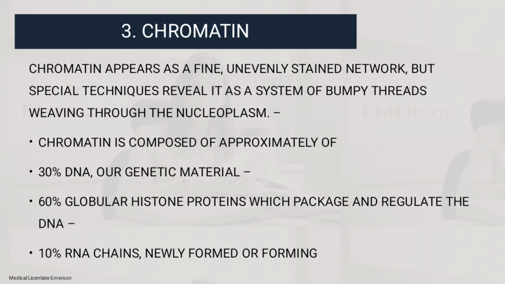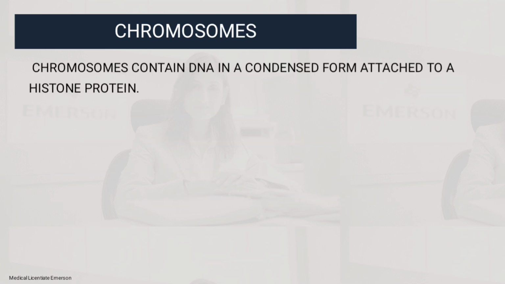Then finally we talk about the chromatin. Chromatin appears as a fine and evenly stained network, but special techniques reveal it as a system of bumpy threads weaving through the nucleoplasm. Chromatin is composed of approximately 30% DNA, which is our genetic material, 60% globular histone proteins, which package and regulate the DNA, and 10% RNA chains, newly formed or forming. Chromosomes contain DNA in a condensed form attached to histone protein.